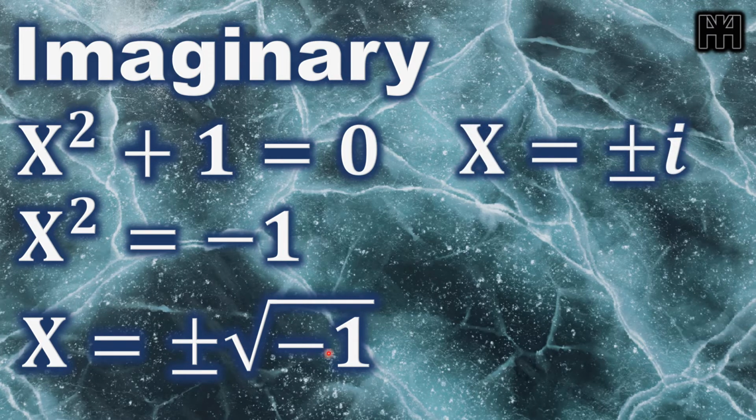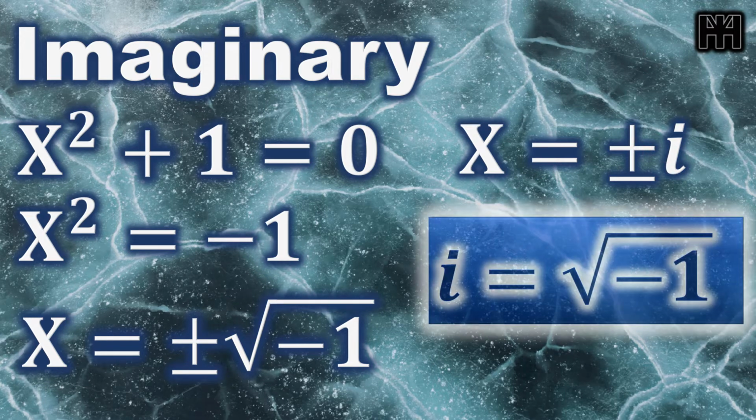We haven't seen the square root of negative 1 before, so we will call it i. So x will be positive or negative i. But what is i? i is the square root of negative 1. Let's take a closer look at i.